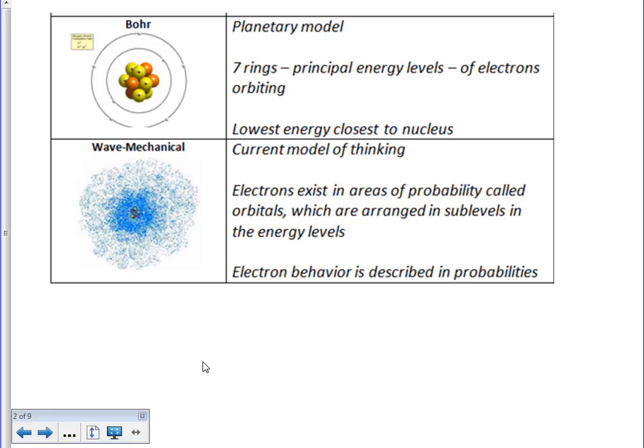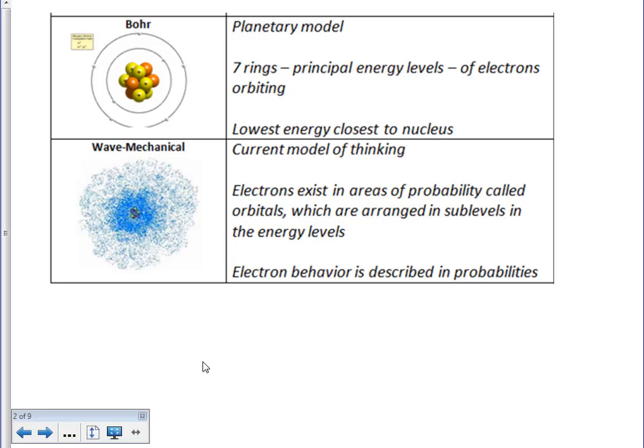Each ring is a principal energy level that corresponds with a period on the periodic table. Each ring is again coordinated based off of what period you're in. If you're in period 1, you have only 1 principal energy level. If you're in period 6, it means you have 6 principal energy levels. Remember, lowest energy is closest to the nucleus. The farther you get away from there, the more energy that you gain, because of your distance and proximity to the nucleus, you have to have more energy to stay connected.